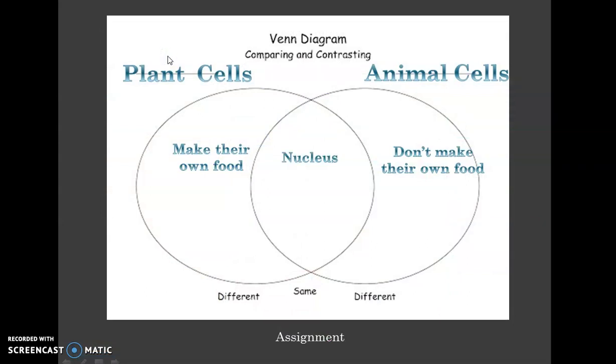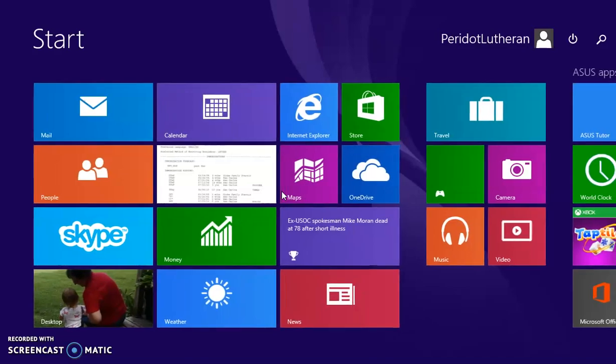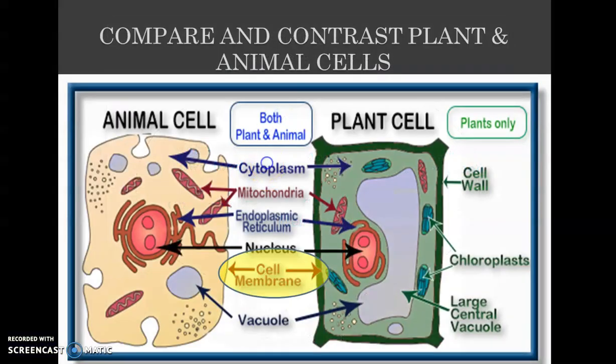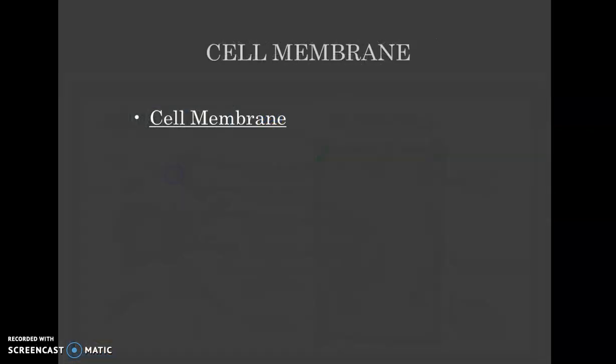One way they are the same is they each have a nucleus. How they're different is the chloroplast and no chloroplast. This might be exactly what you put in your assignment yesterday. But let's focus first on the cell membrane here. Both the plant cell and animal cell have a cell membrane.